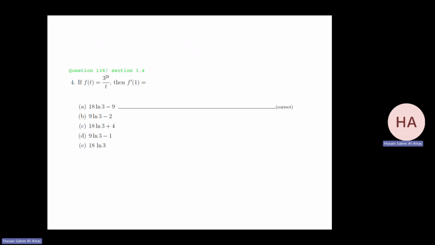Okay. This is function over function. So it will be f prime. This is a needed chain rule here. That will be a to the power u. So it will be 3 to the power 2t times ln 3 times the denominator, which is t, minus derivative of the denominator, which is 1, 3 to the power 2t over t squared. Okay, what they want f prime at 1. F prime at 1, substitute. What you will get? 3 to the power 2, which is 9.